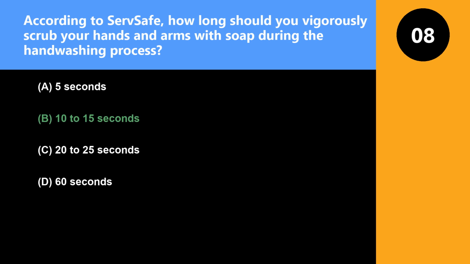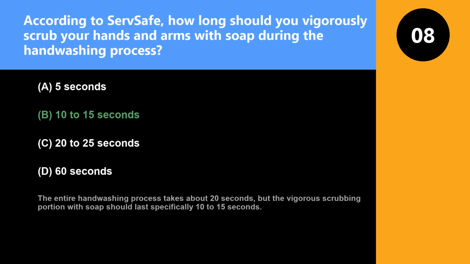10 to 15 seconds. The entire hand-washing process takes about 20 seconds, but the vigorous scrubbing portion with soap should last specifically 10 to 15 seconds.